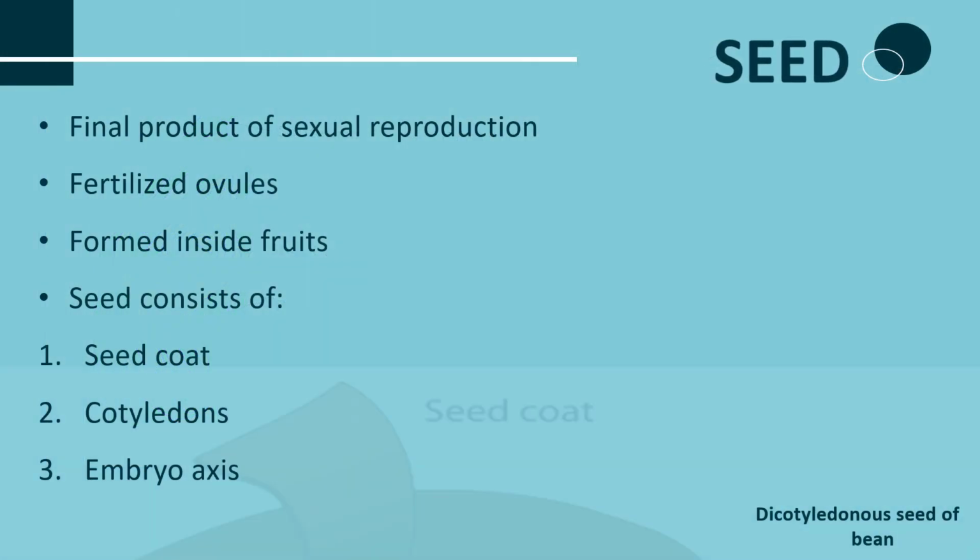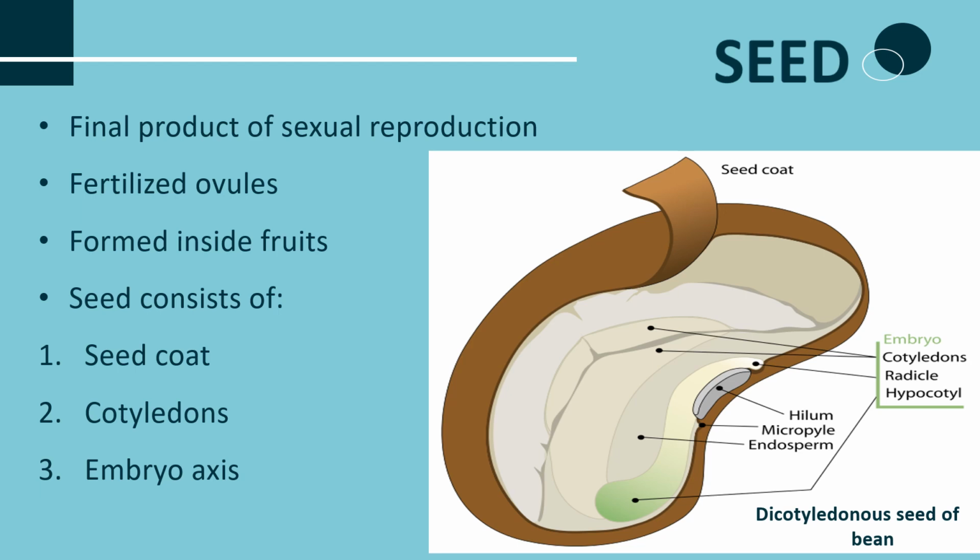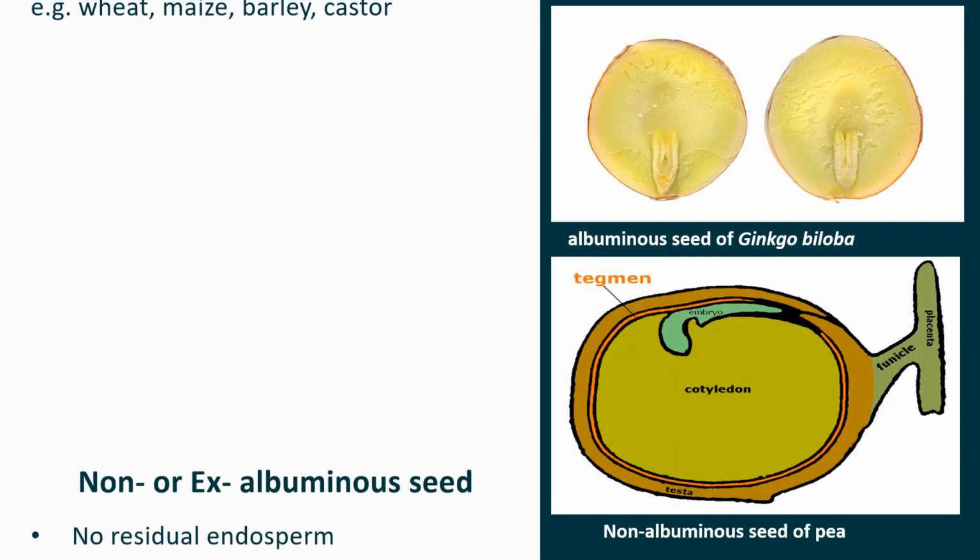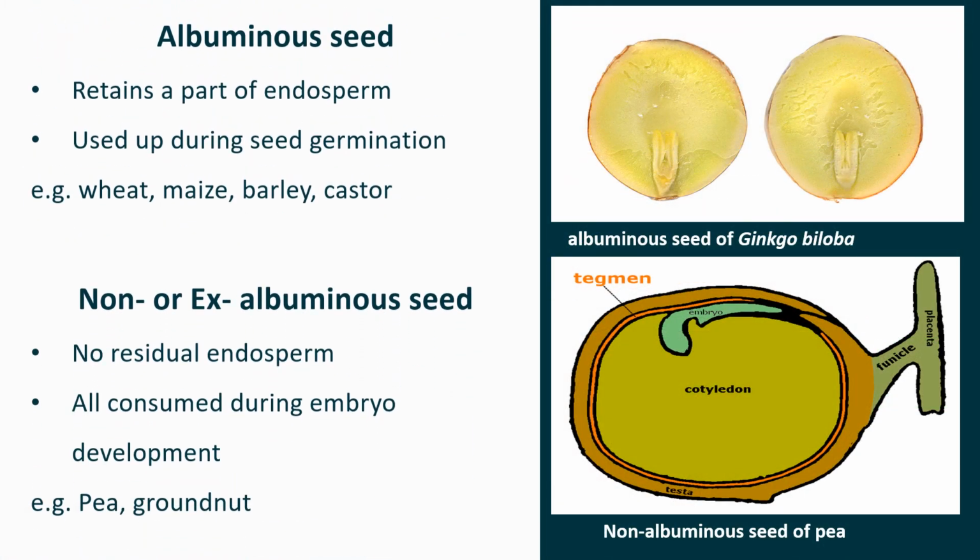Seeds. These are fertilized ovules and the final product of sexual reproduction. They are formed inside fruits and consist of seed coat, cotyledons, and embryo axis. In some seeds, you will also find the presence of endosperm. Based on that, seeds can be categorized into albuminous and non-albuminous or exalbuminous seeds.